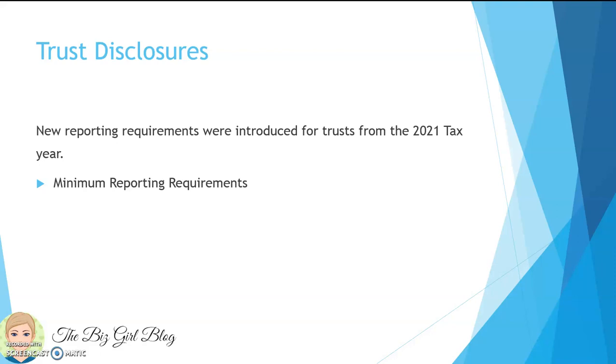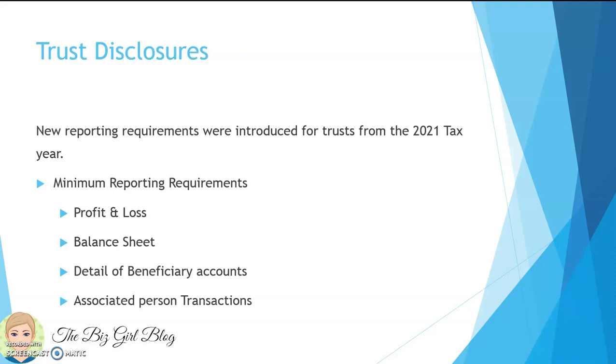So one of these is the need for profit and loss, balance sheets, detailed beneficiary accounts, and associated person transactions. So even if you've just got a small family trust with your family home in it, it would pay to see your accountant or talk to your lawyer about whether or not your trust is still appropriate and what you really need to do.